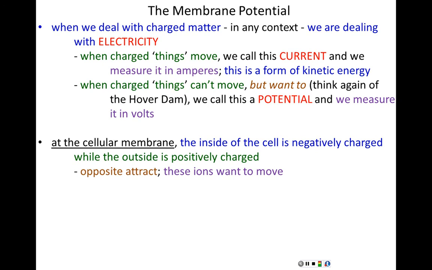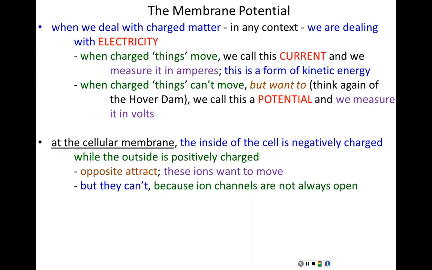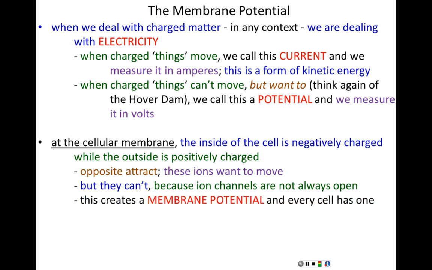Opposites attract. The positive ions outside the cell desperately want to hook up with and interact with the negatively charged ions in the cell, and vice versa. These ions want to move. When charged ions want to move but can't, we have a stored potential. And this is the case at the cell membrane, because with ion channels not open, these charged molecules cannot move.